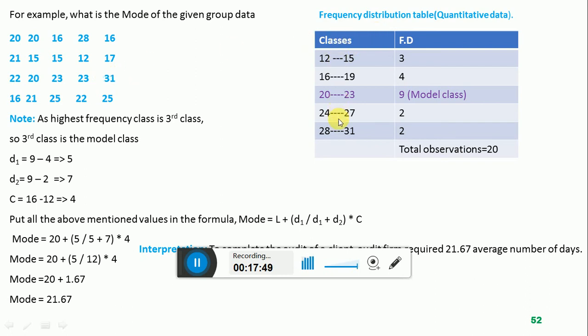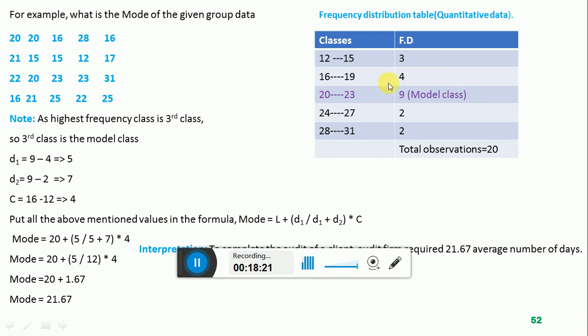The first column represents the 5 different classes, and the second column defines the frequencies of the 5 different classes. Note, as the highest frequency class is the third class, the third class is the modal class. As we defined in the very beginning, the modal class is that particular class whose frequency is high as compared to all other classes.